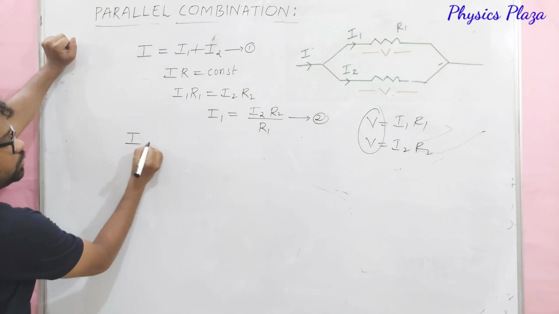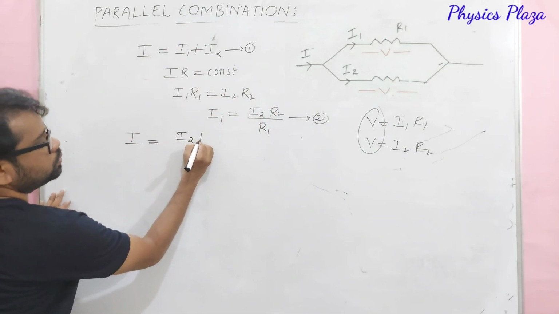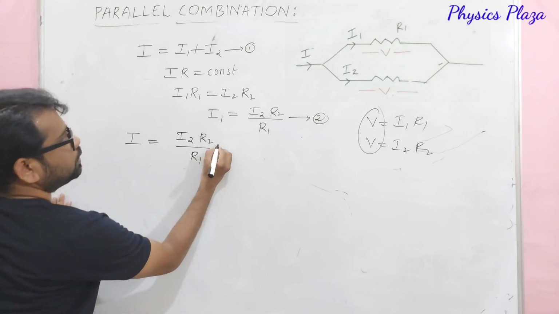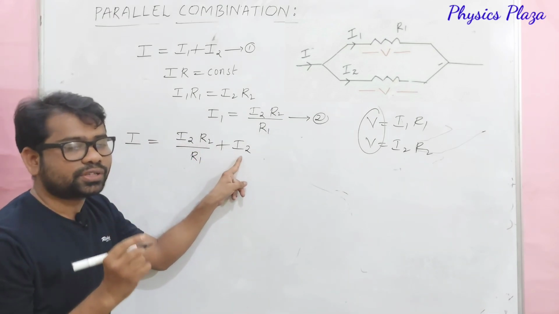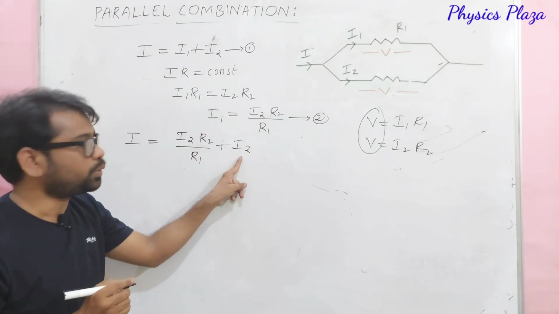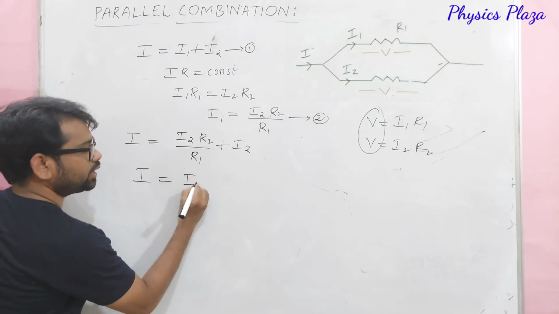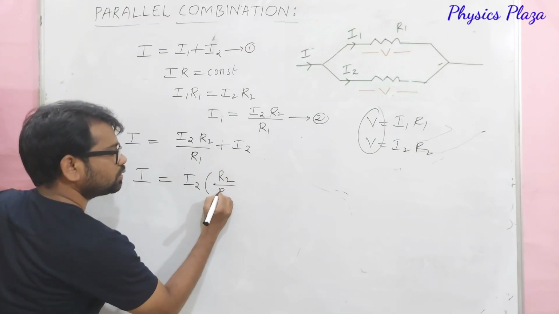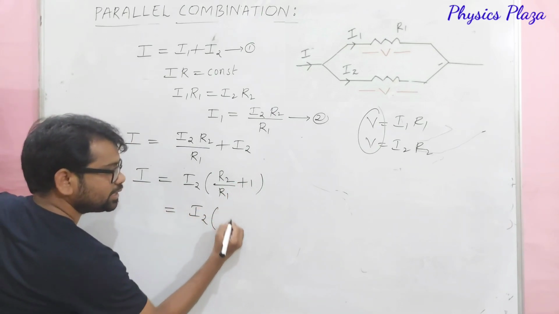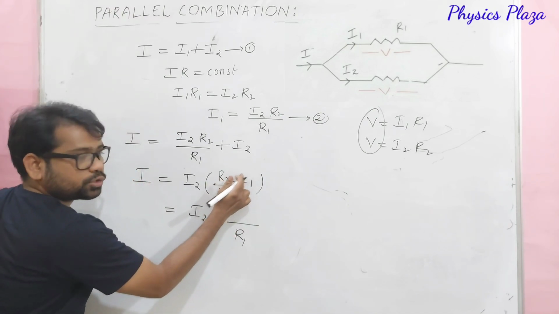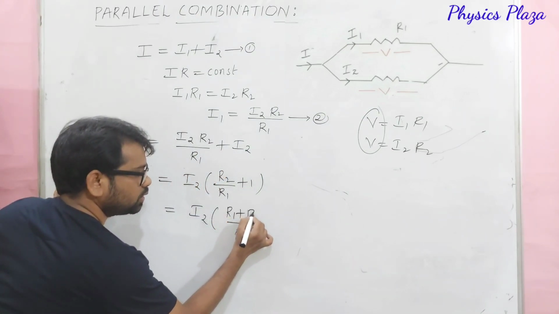So children, here I is equal to, in the place of I1, just put this one. So it will be I2 R2 by R1 plus I2. Here can we take I2 as common? Of course we can take I2 as common. So I is equal to I2 times R2 by R1 plus 1, which is equal to I2 into, where the LCM will be R1, R1 plus R2 by R1. R2 plus R1 can be written as R1 plus R2, nothing is wrong in it.